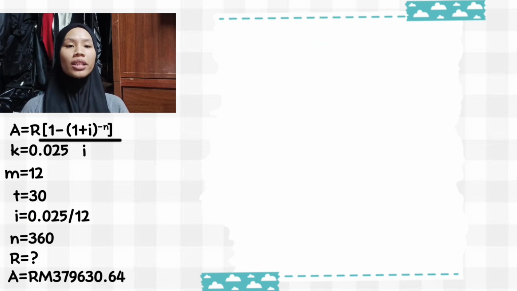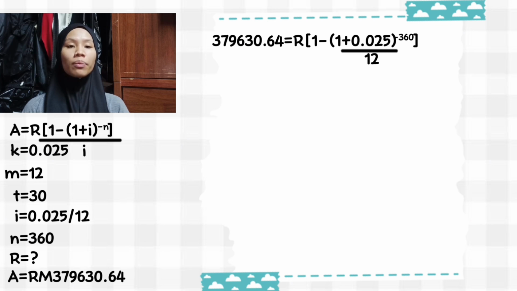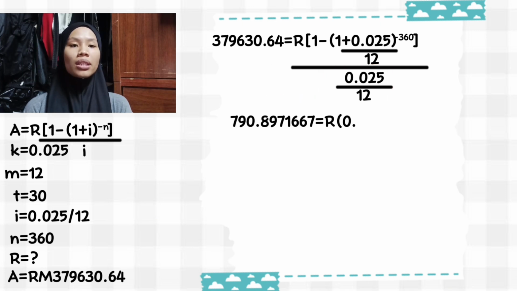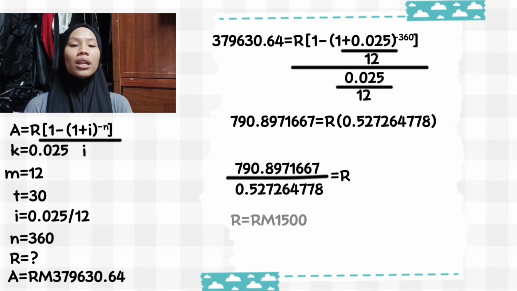Now, the calculation is 379,630.64 equals R, 1 minus 1 plus 0.025 over 12 to the power of minus 360, over 0.025 over 12. You must move 0.025 over 12 to the left side first so that you will get 790.897167. Then move everything from the right side to the left side except R, and you will get RM 1,500 as the answer for R.